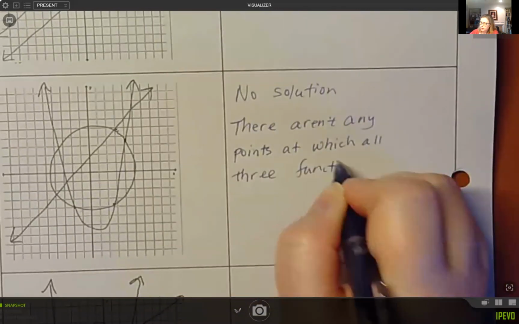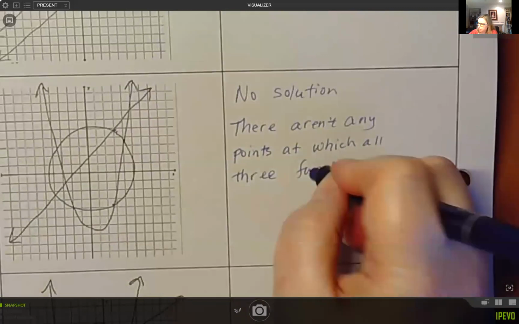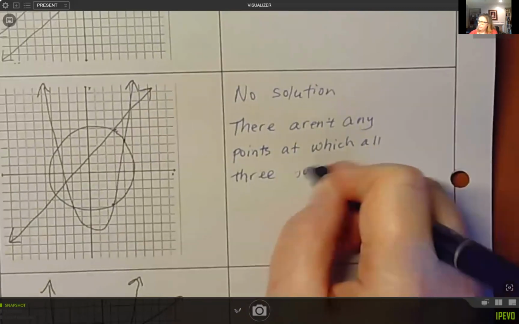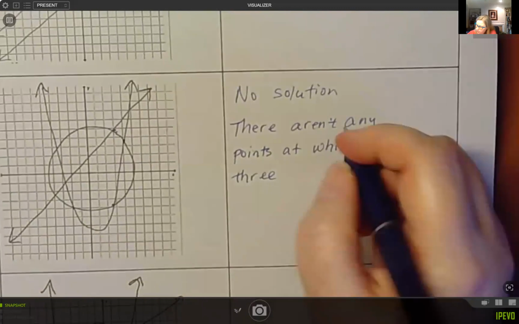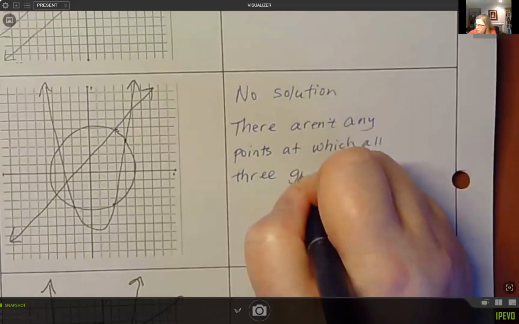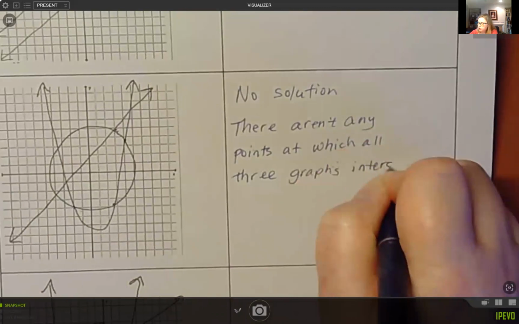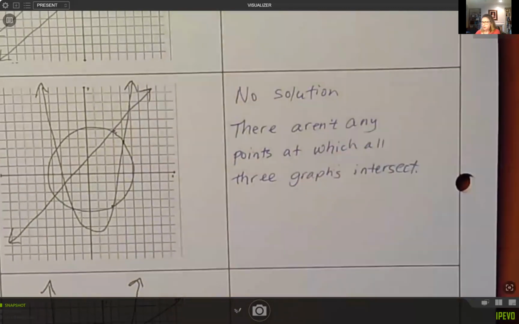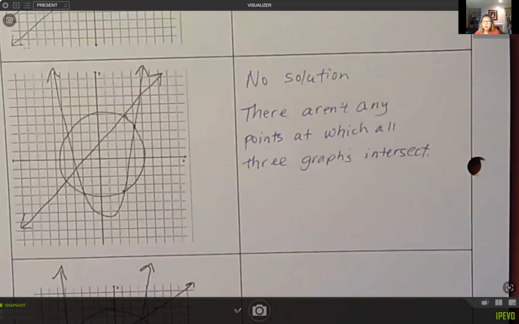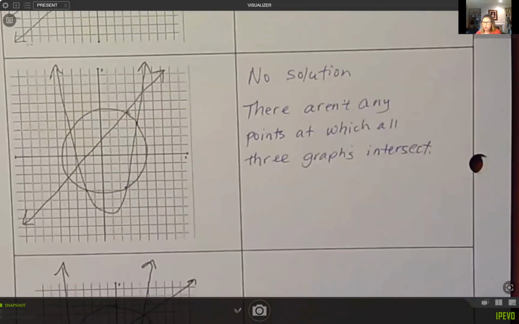And these aren't functions, actually. This circle is not a function, so graphs intersect. And remember that circle is not a function because it doesn't pass. This is just a refresher from first semester. The circle is not a function. It doesn't pass the vertical line test.